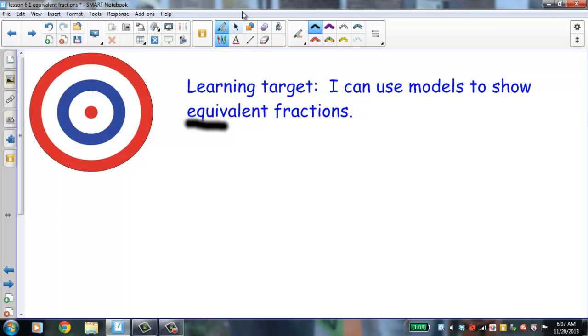Now, if you look really close at this word equivalent, if you look at the first part of this word, it sounds a lot like a word that you may know. Equivalent sounds a lot like equal. And that's exactly what it means. Equivalent fractions are fractions that are equal. And today we're not going to create equivalent fractions. We're going to use models to show equivalent fractions.